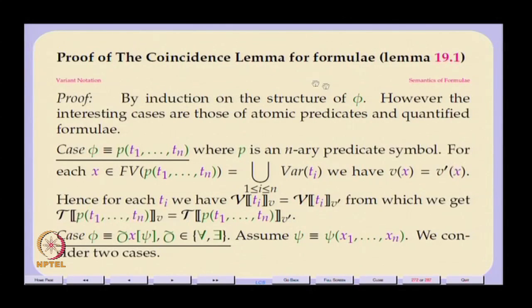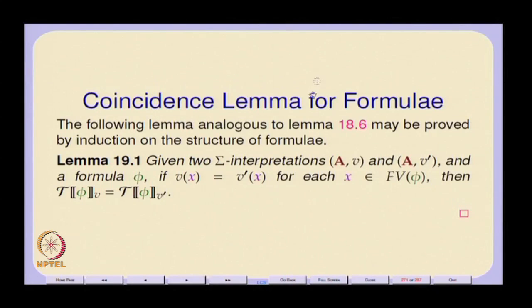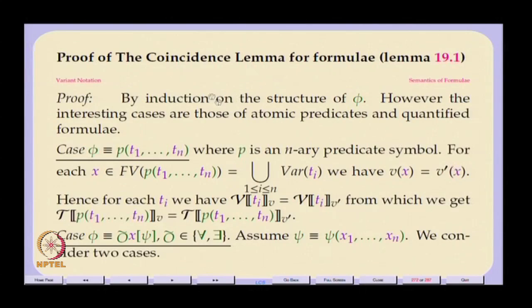Okay, so this coincidence lemma essentially says that if two valuations v and v prime, which are x variants of each other, coincide for each free variable of the formula phi, then the truth values of the formula under the two valuations are the same, right. Okay, so this is something that you have to prove by induction on the structure of the formula phi.